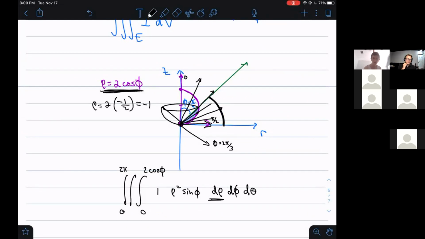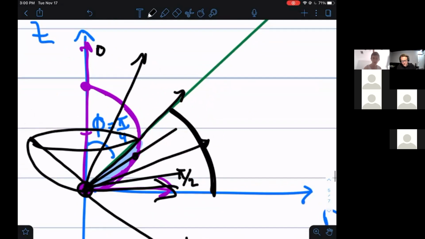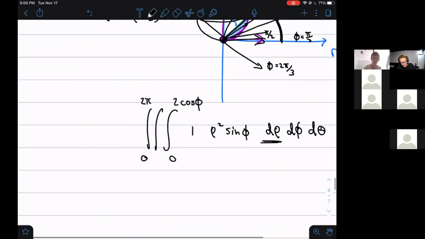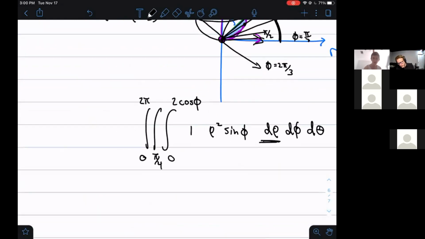And then we need to think about our phi values. What's the smallest and largest phi value where we're actually intersecting the region? Well, notice we didn't start until we hit phi equals pi over 4. That was that cone. And then we stop down here at phi equals pi over 2, 90 degrees off the positive z-axis. So pi over 4 to pi over 2. So this right here is the correct setup for this.